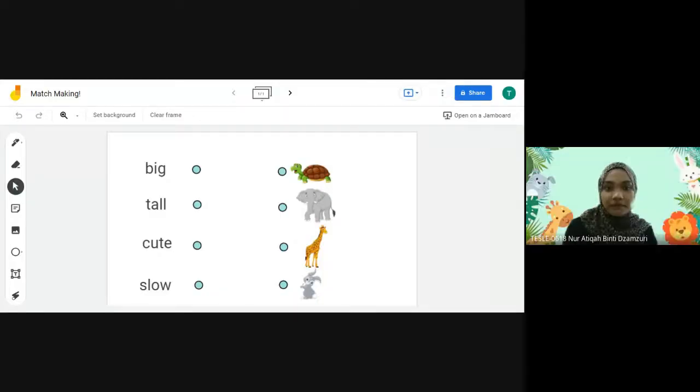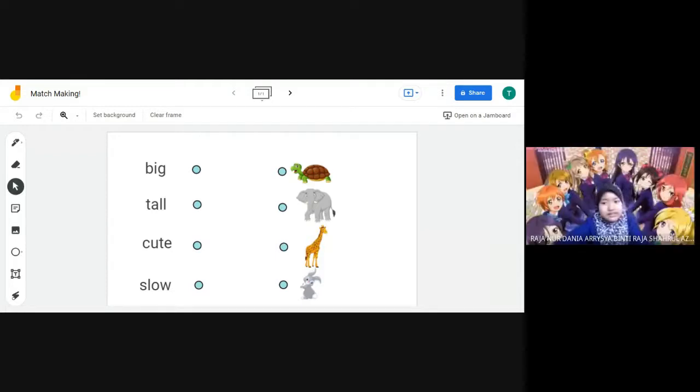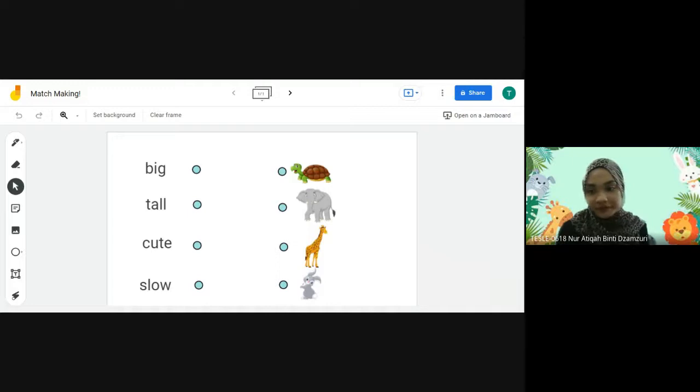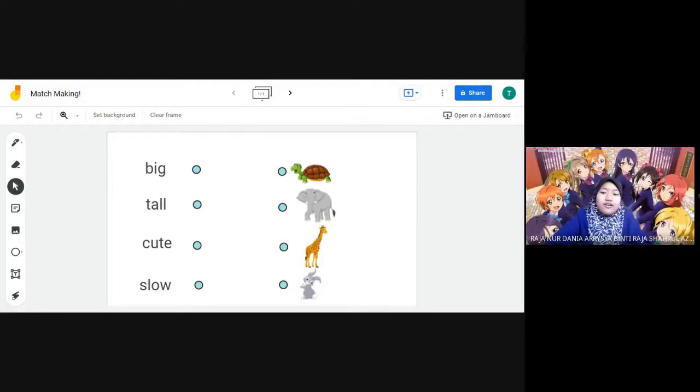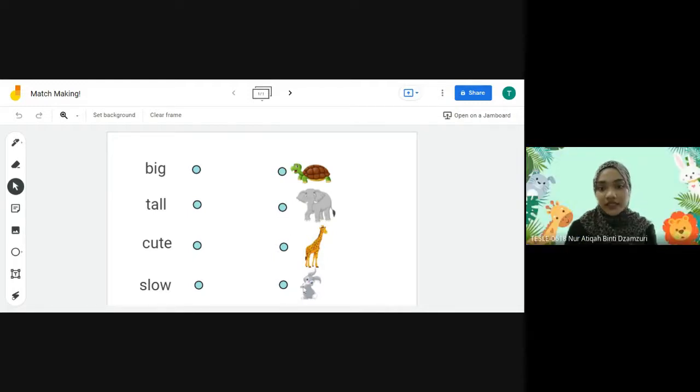The first one, the green one, what is that? Turtle. Tortoise, you can pronounce it as tortoise. Number two, elephant. What is elephant in Malay? Gajah. Very good. Number three, what is that? Giraffe. Giraffe in Malay? Giraffa. Very good. Last one, rabbit. What is the other name of rabbit? Selain daripada rabbit, kita boleh panggil dia apa? Bunny. Very good.